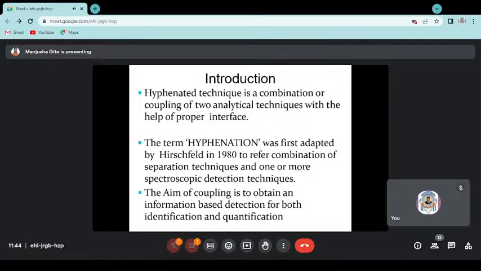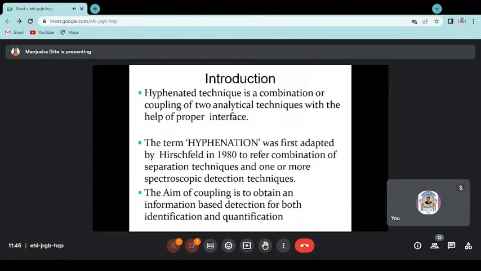So in hyphenated techniques, the separation technique and the spectroscopic technique are coupled with an interface. Day by day there is modification in this technique, and it is used for analysis of various biological and toxicological compounds such as proteins, immunogens, drugs, poisons, adulterants, toxins, and dyes. The term hyphenation was first adopted by Hirschfeld in 1980 to refer to the combination of a separation technique and one or more spectroscopic detection techniques. The aim of coupling is to obtain information-based detection for both identification and quantification.